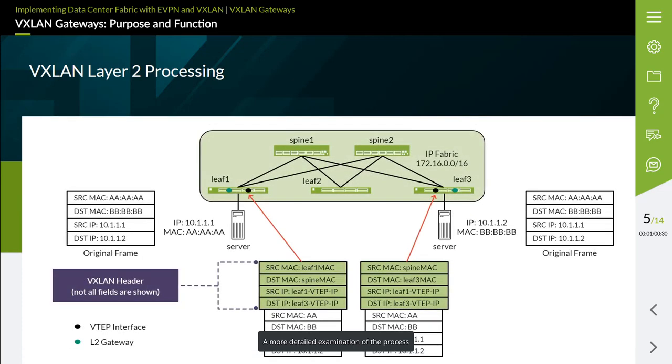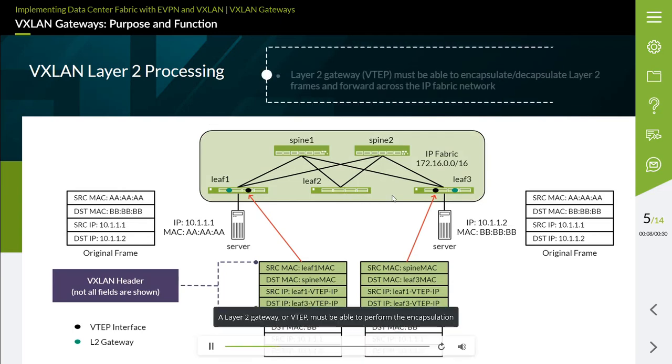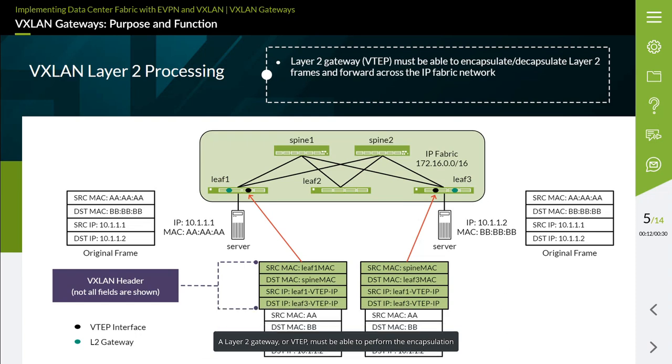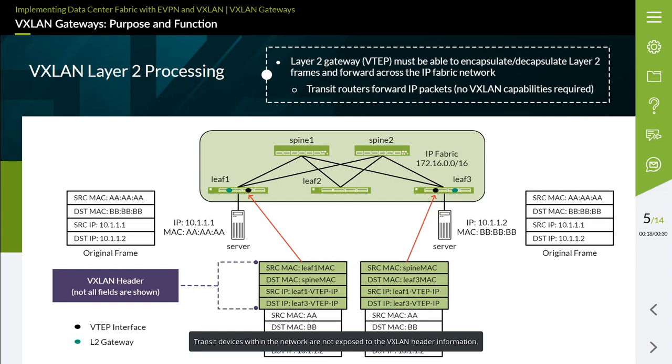A more detailed examination of the process displays the information in the packets as they transit the VXLAN domain. A Layer 2 gateway, or VTEP, must be able to perform the encapsulation and decapsulation processes for VXLAN packets. Transit devices within the network are not exposed to the VXLAN header information, and therefore are not required to have any special processing capabilities. Only the VXLAN gateways must have VXLAN processing capabilities.